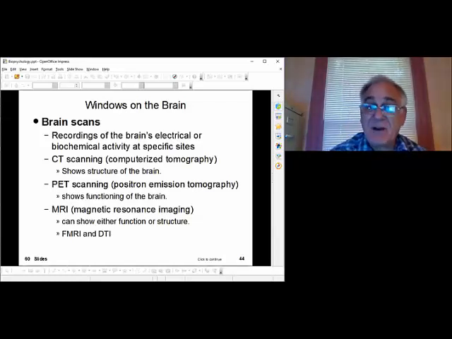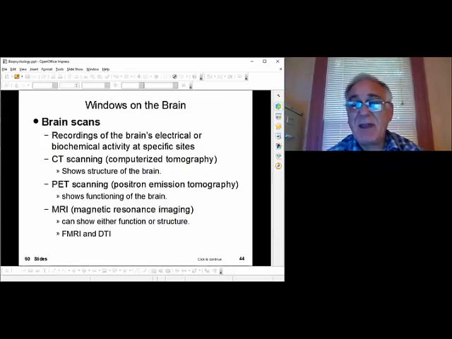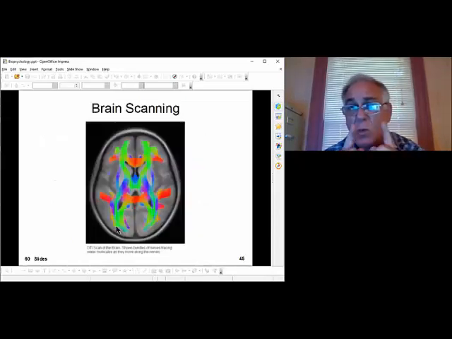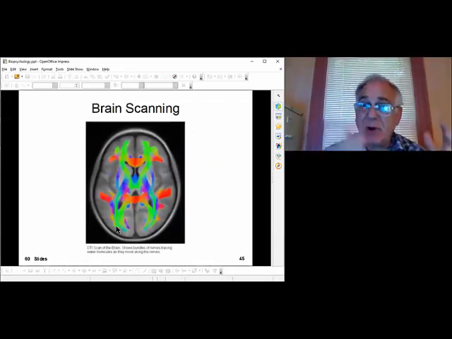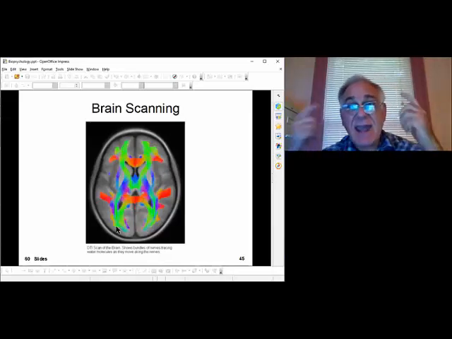We need to find a way to see the function and the structure at the same time, and the MRI can do that. The magnetic resonance imaging can show both function and structure, and there are newer and better types coming along all the time to see the brain in ways that we never thought of seeing the brain before. But the fMRI, the functional MRI, and the DTI, here's a picture of the DTI. This is one single frame of a movie of the brain as it's thinking, as it's moving.